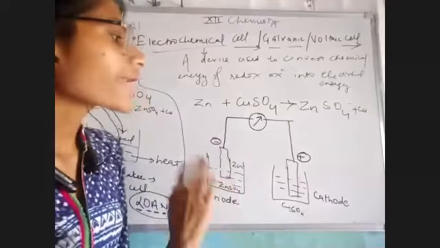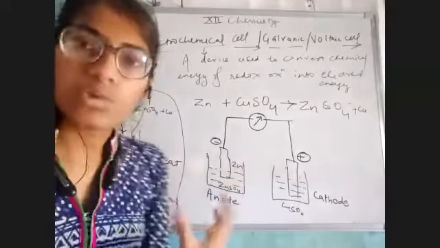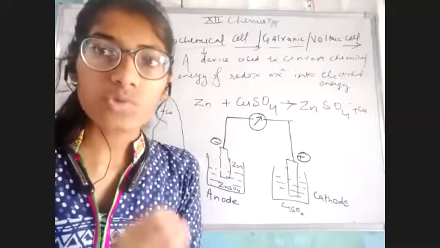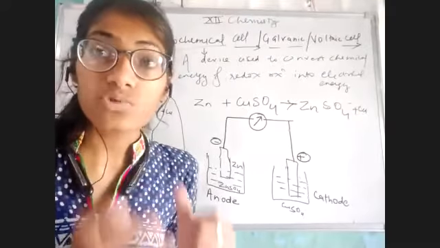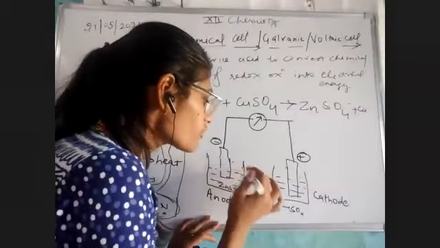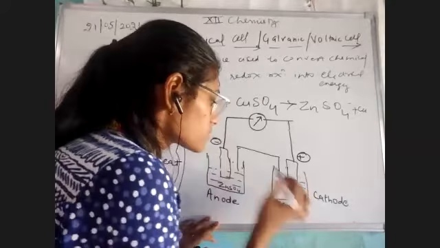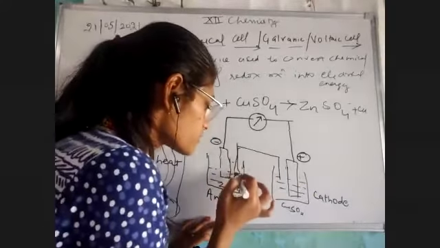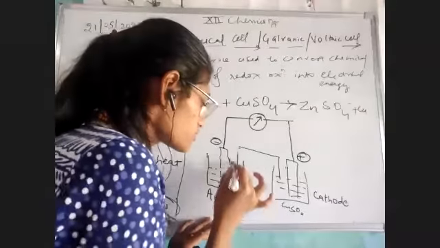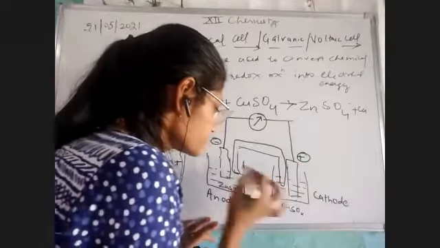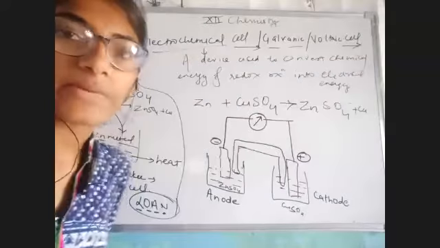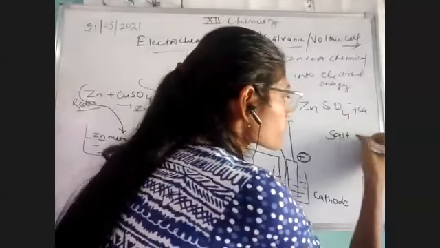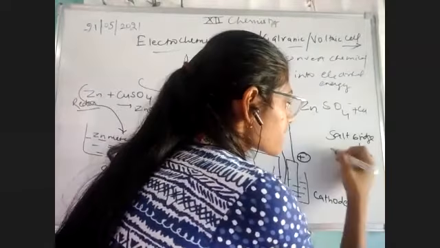Now we have set up our two half cells. What is the next case? I have told you that first of all we need to connect them, and for that we have a different kind of equipment known as a salt bridge. My drawing is not too good, please bear with it. This is known as a salt bridge. Now what is a salt bridge? A salt bridge is an inverted U-tube.